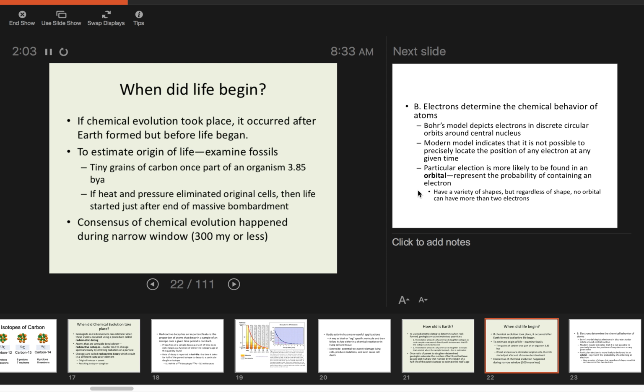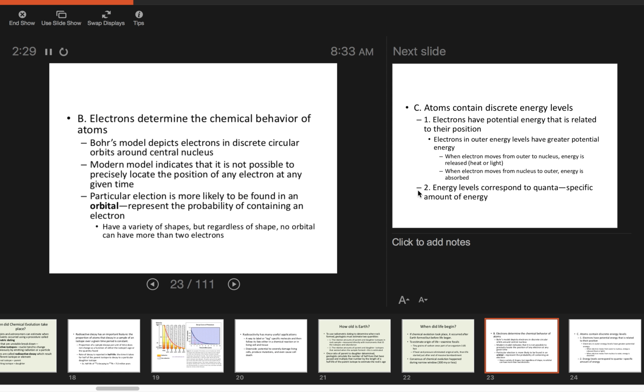The life just started after the end of this massive bombardment, which is like Earth formation. So there's a consensus that this chemical evolution happened in a very narrow window of 300 million years or less, and it's all from this evidence of radiometric dating. And like I said, it's a hypothesis, so we're still trying to gather information and search for other fossils. I wouldn't say that's a very narrow window. Well, on the time scale of Earth, that's like 10% of the whole Earth's life.